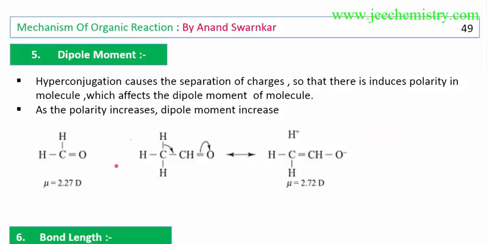Dipole moment increases by hyperconjugation, because hyperconjugation introduces polarity in the molecule. By this there is a minus, because this becomes minus and this becomes plus. So polarity is produced. This has no polarity, but due to hyperconjugation polarity increases. As the polarity increases, the dipole moment increases. This has a 2.27 dipole moment, this has a 2.72. So polarity increases, and dipole moment increases.